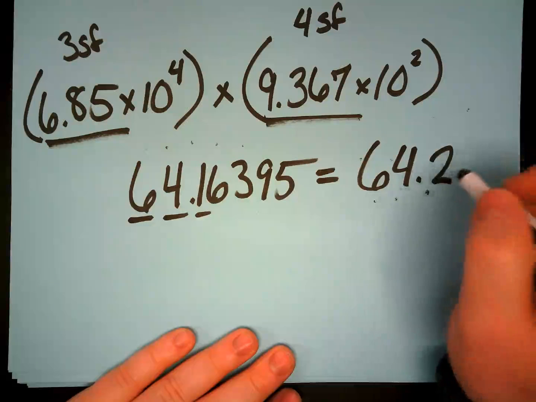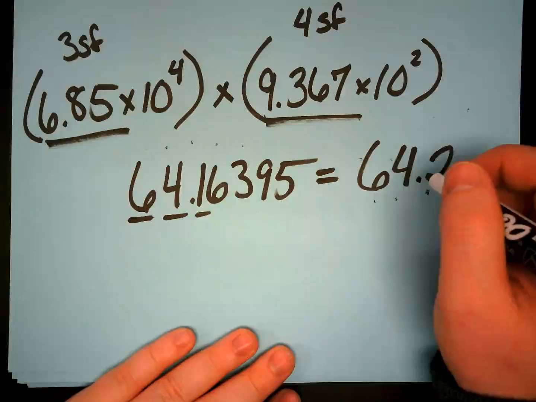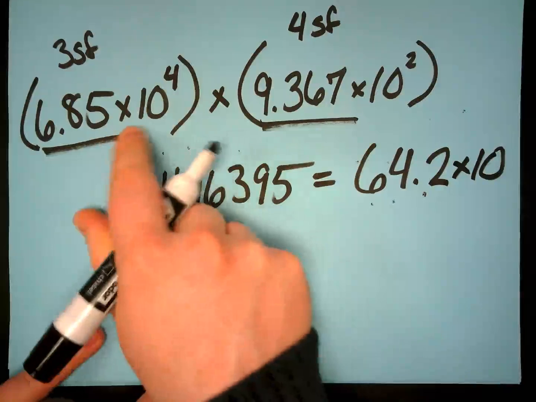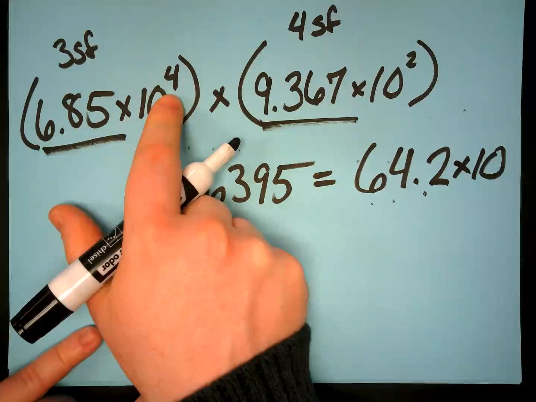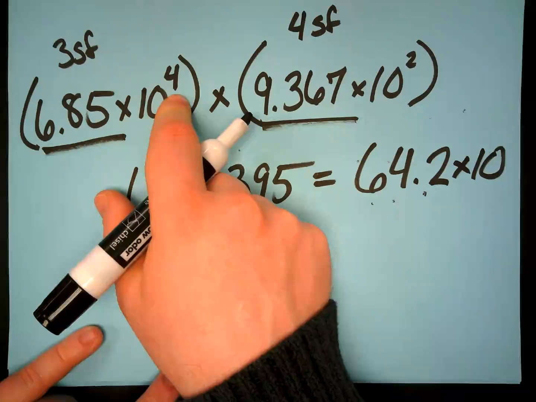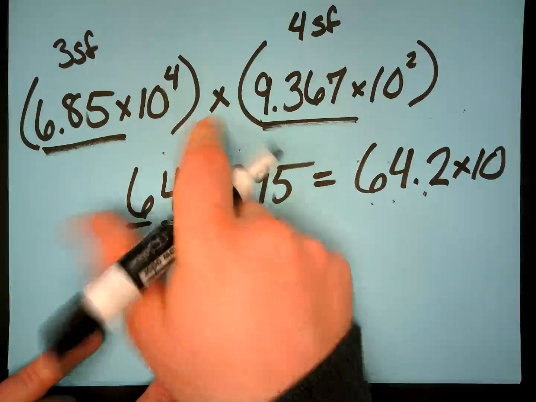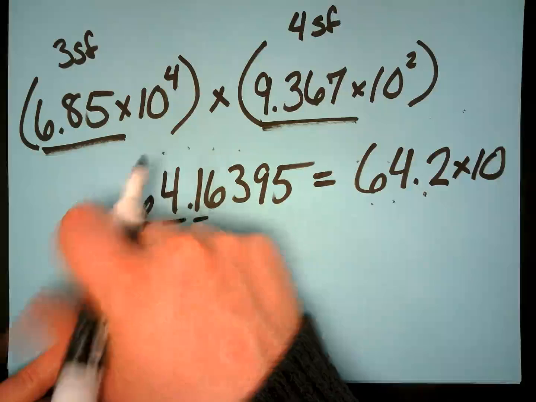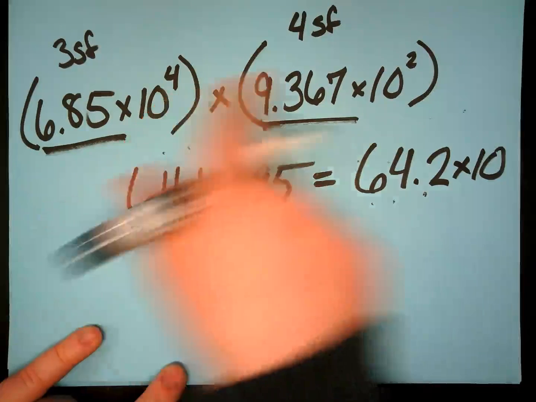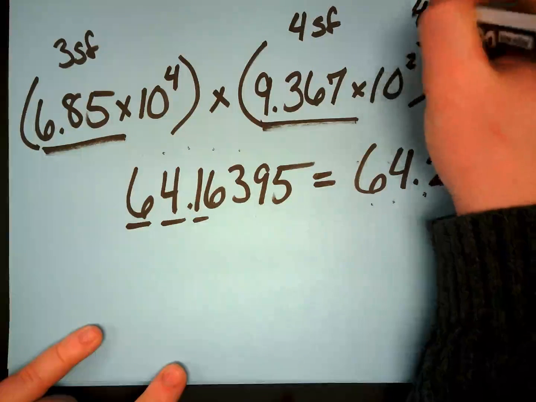And now I need to worry about my scientific notation. So my scientific notation here looks like it's going to be this, and remember you're going to keep the times 10 no matter what. And what we then look at is what the exponent's going to be. When we have multiplication, that means we're going to add our exponents. If we have division, that's going to be subtracting our exponents. So in this case, it's a 4 and a 2, so it's going to be 4 plus 2 is 6.